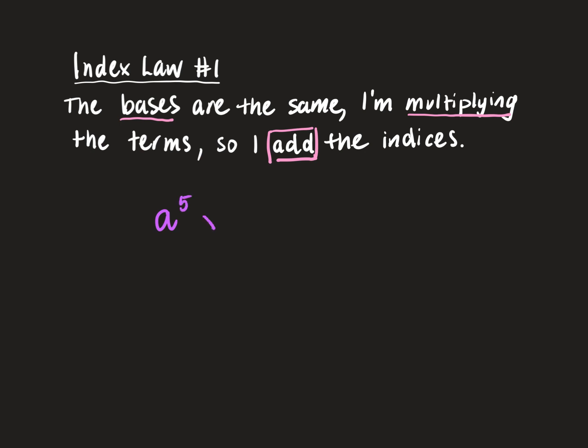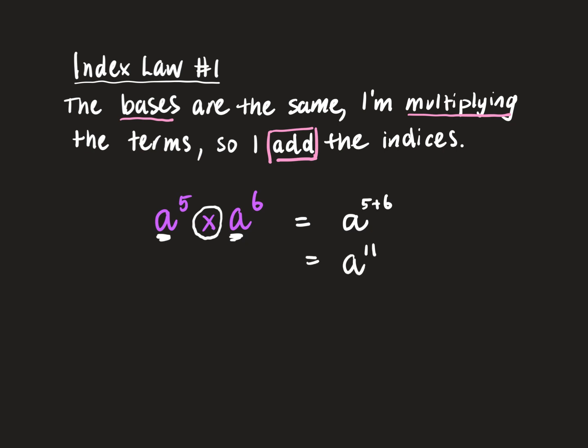A to the power of 5 times a to the power of 6. Does this index law apply? Well, are the bases the same? Yes, they are. Am I multiplying the terms? Yes, I am. So what do I just do? I add the indices. So we have a, same base, and up here we have 5 plus 6, which is a to the power of 11.